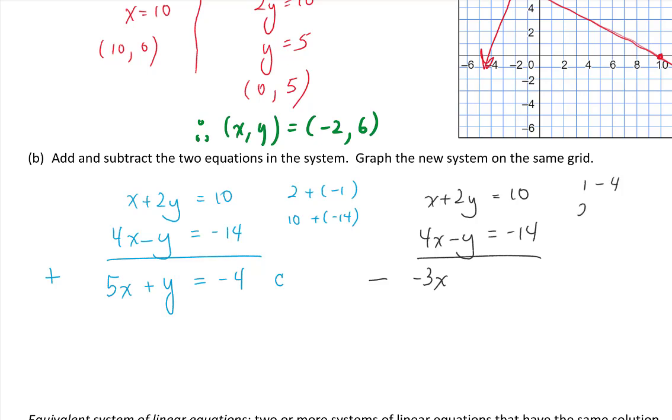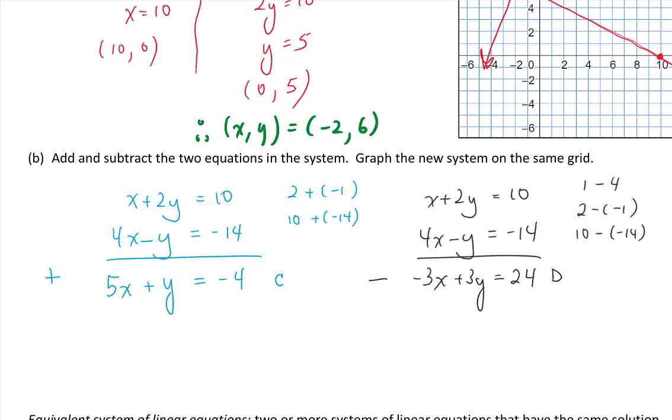Then I have 2 minus negative 1. That's the same thing as 2 plus 1. So that's plus 3y equals 10 minus negative 14. That gives me 24. We're going to call this equation D.